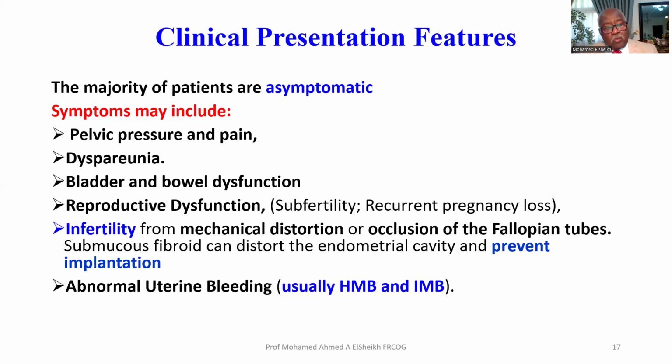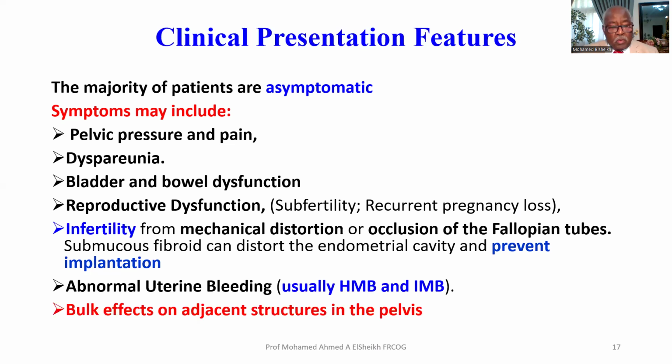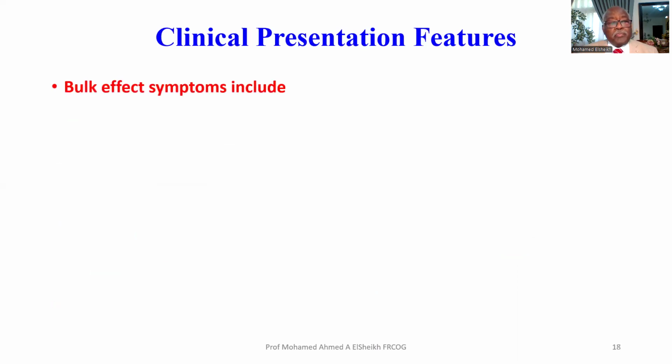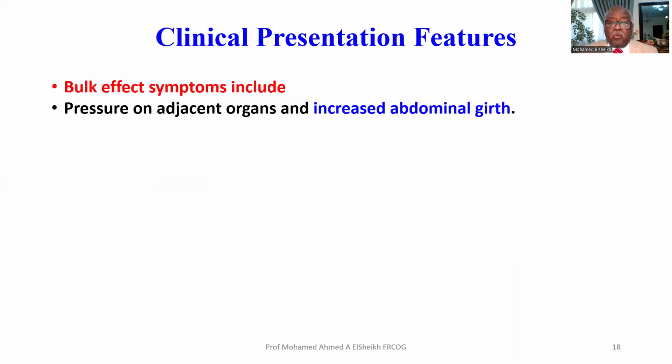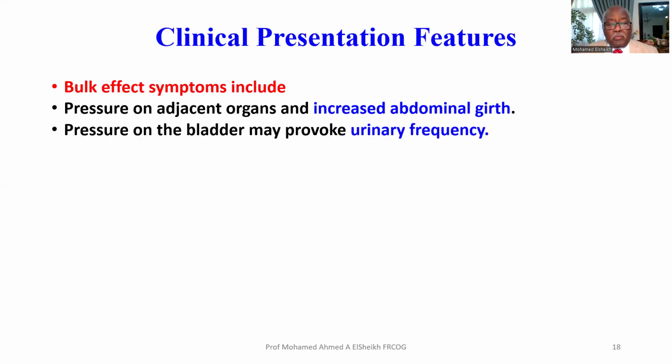So mostly asymptomatic, but if they have symptoms, they range in this group: pelvic pressure and pain, dyspareunia, bladder and bowel function, reproductive dysfunction and infertility, and abnormal uterine bleeding. Bulk effects on adjacent structures in the pelvis. This is another presenting symptom, not common, but it could present with. Bulk effect symptoms include pressure on adjacent organs and increased abdominal girth.